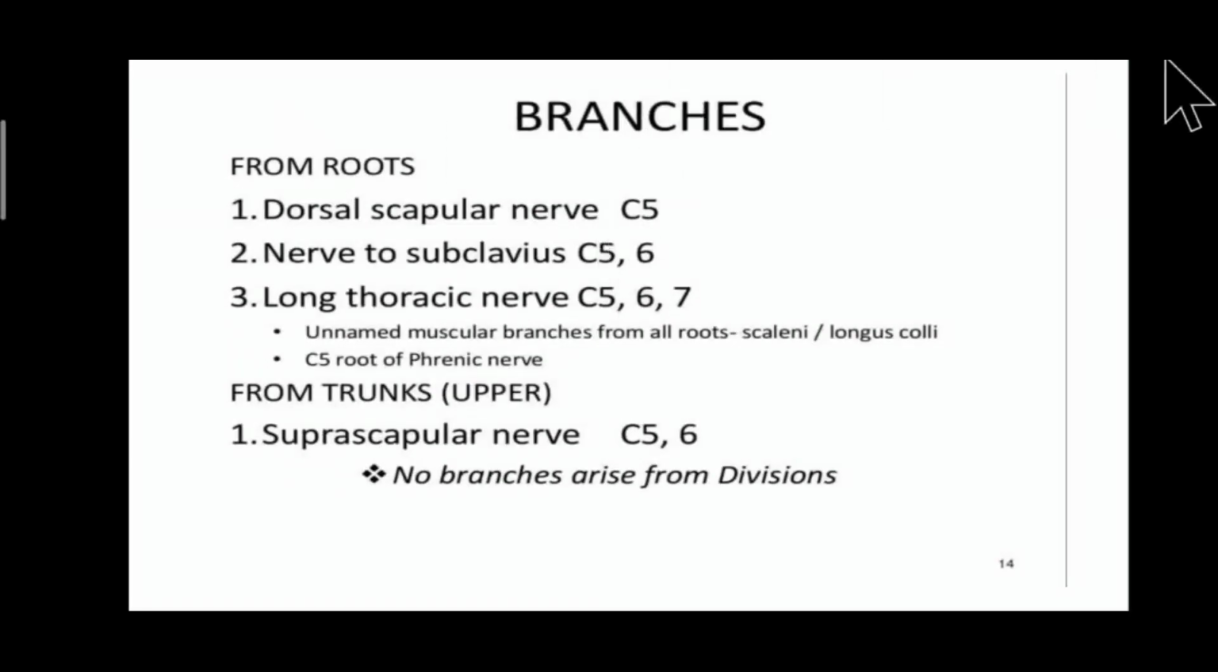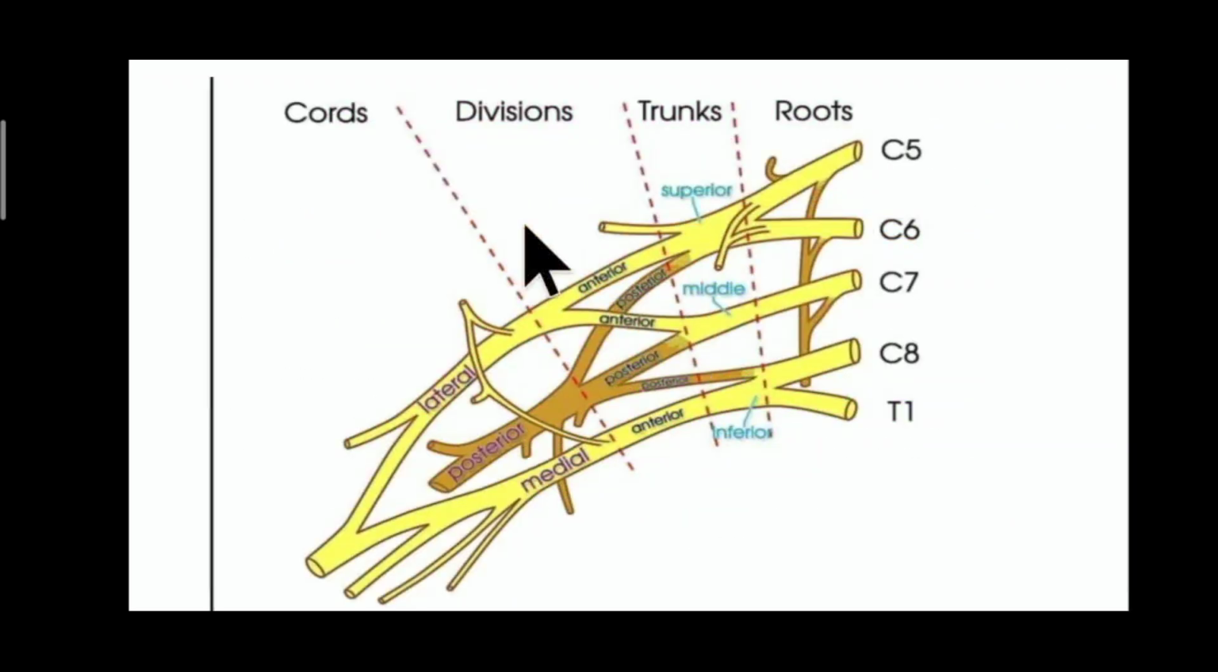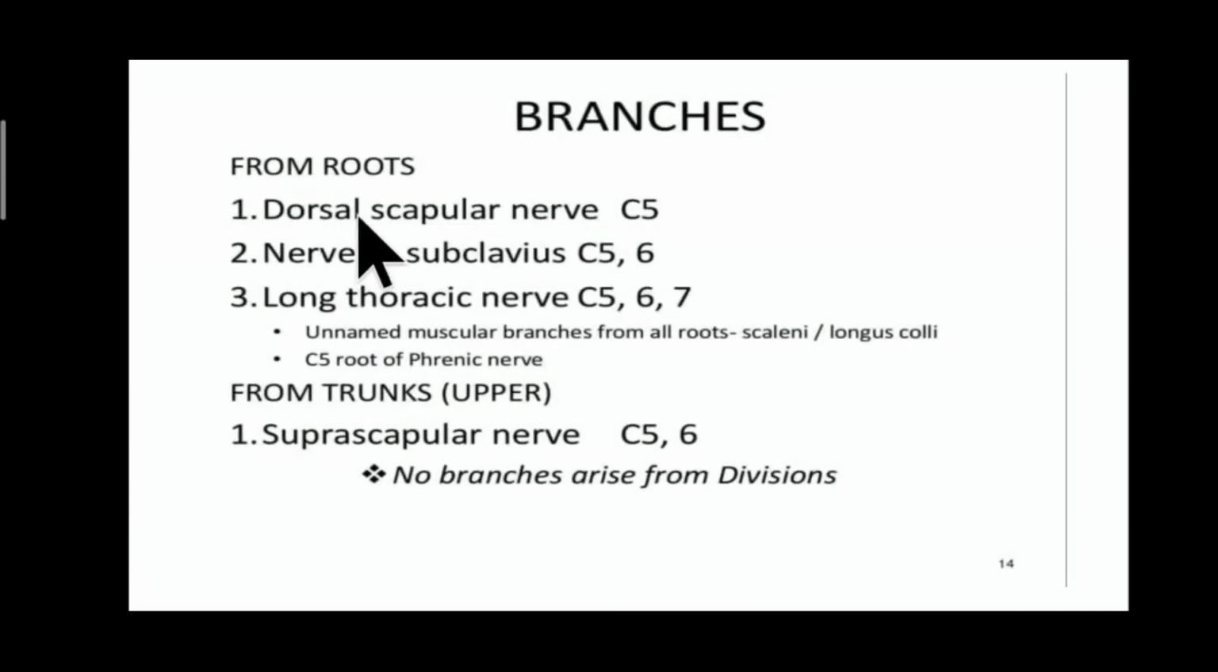Now coming to branches of roots. So actually the roots also have some branches such as the dorsal scapular nerve, nerve to subclavius and long thoracic nerve. I'll show you the diagram. So see here, these are the branches of roots. This is the long thoracic nerve and this is the subclavius, and see here, dorsal scapular nerve, nerve to subclavius and long thoracic nerve. These are the branches of roots.